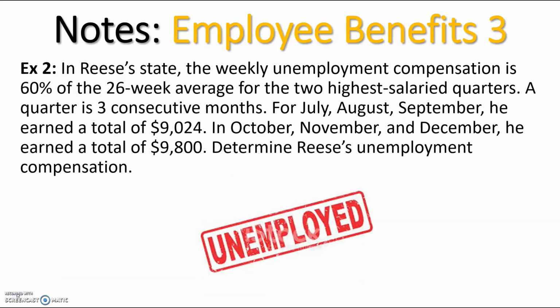Example 2. In Reese's state, the weekly unemployment compensation is 60% of the 26-week average for the 2 highest salaried quarters. A quarter is 3 consecutive months. There are 4 quarters in a year. For July, August, September, he earned a total of $9,024. In October, November, and December, he earned a total of $9,800. Those were the 2 highest quarters for him. Determine Reese's unemployment compensation.